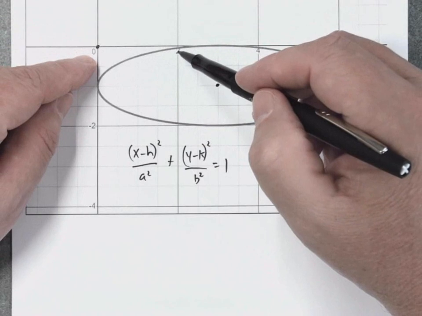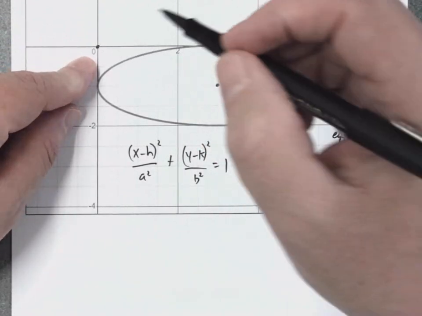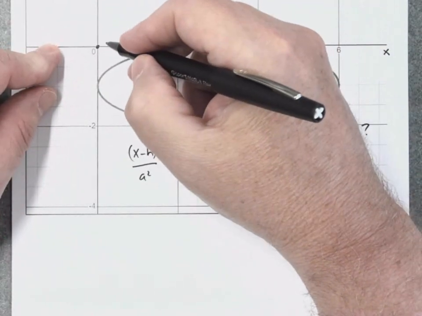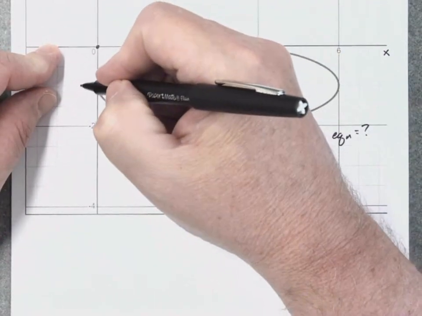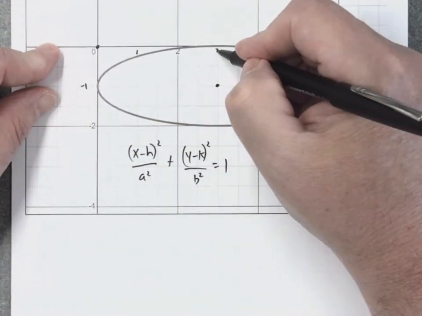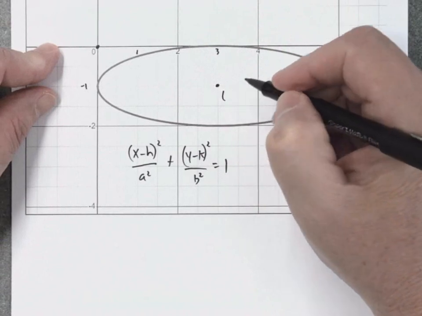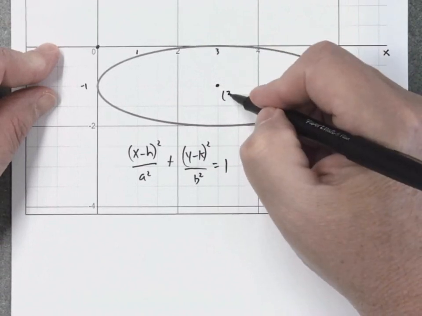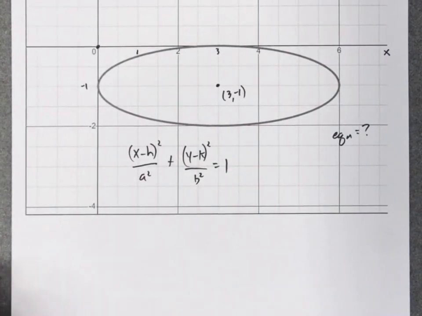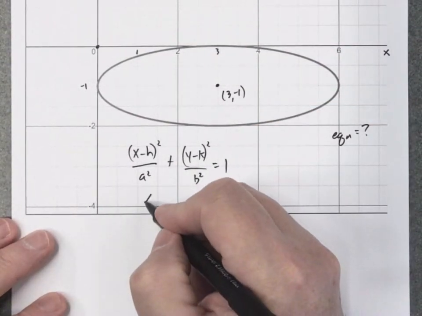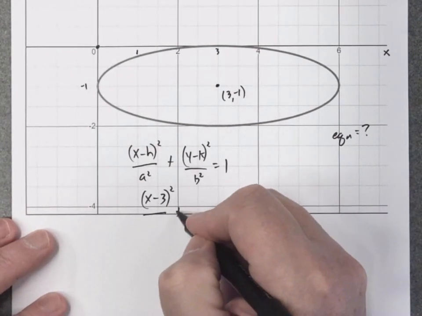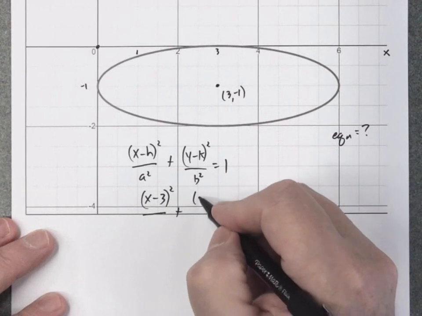From 0 to 2 are 4. So it turns out for this graph, it takes 2 squares to equal 1. So this is actually 3 here. The center is going to be 3, negative 1. So therefore h is going to be 3. K is negative 1.